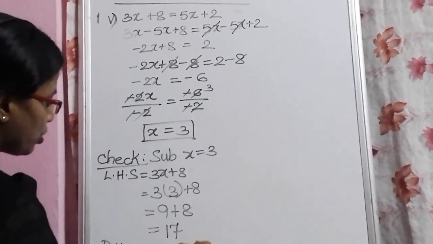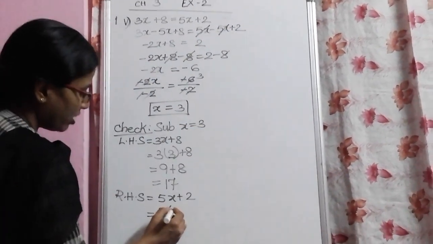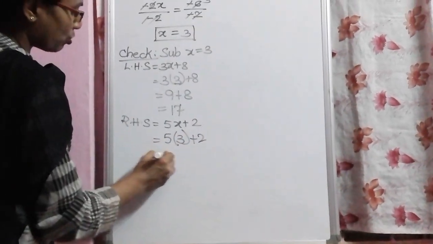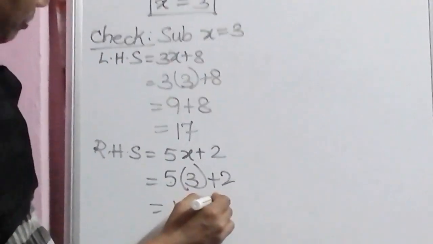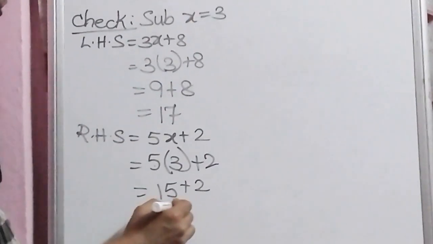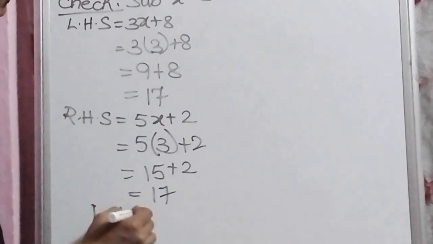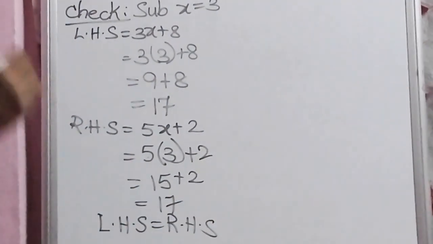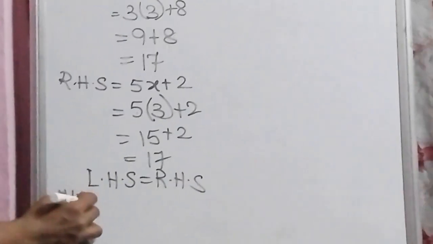5x plus 2. What is the value of x? We are substituting x is equal to 3, plus 2. 5 3s are 15 plus 2. 15 plus 2 is 17. So here LHS is equal to RHS. Now the sixth problem is for homework. Sixth bit is for homework.